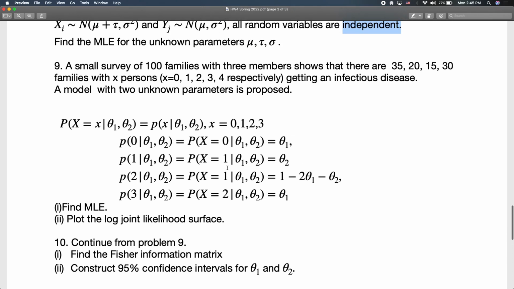Okay, so this should be question 9. A survey of three members in the family. We observe counts of 35 for 0, 20 occurrences for 1, 15 occurrences for 2, and 30 occurrences for 3. And a model of two parameters, theta 1 and theta 2. And this is another PMF here. Find the MLE and plot the joint likelihood surface.